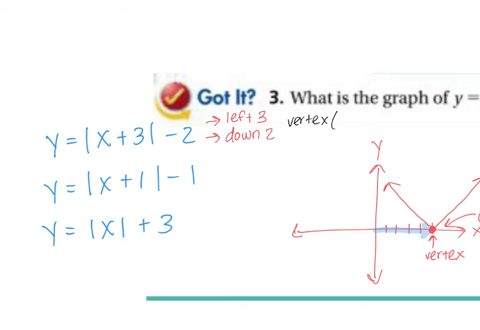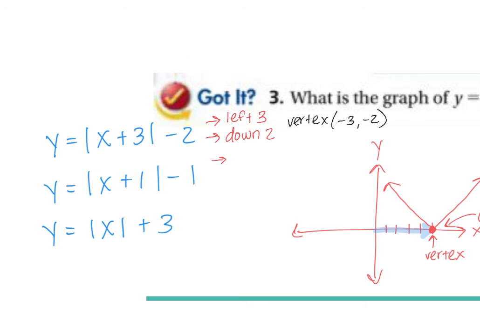So if we move left 3, Roy? Negative 3, comma, negative 2. Okay? It's whatever you did. So left 3 is negative 3, right? And then going down 2, that's your y coordinate, it's going to be negative 2. Let's try another one.